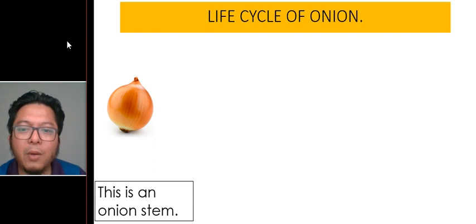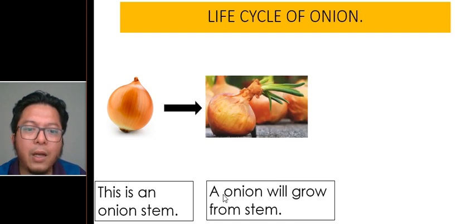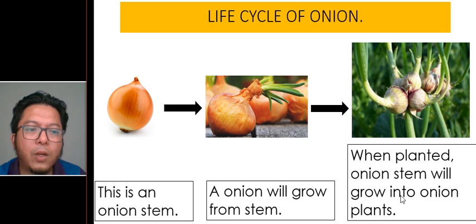So we are talking about this onion. So this is a stem. This is a stem. So this part, the bottom part, would be its root, and it will grow up here like this one. And an onion will grow from stem. Its roots will grow down here. When planted, onion stem will grow into onion plants, and you can have more onion.